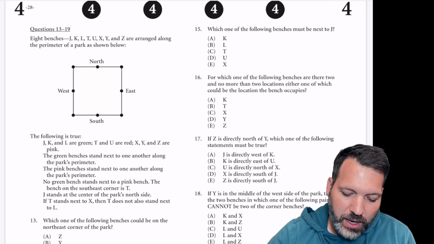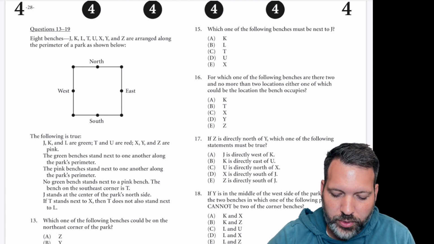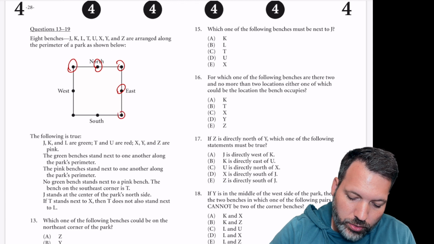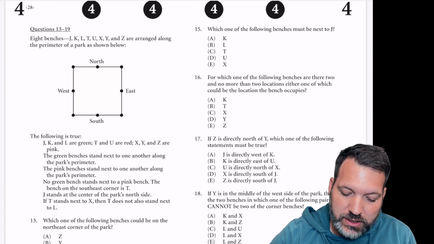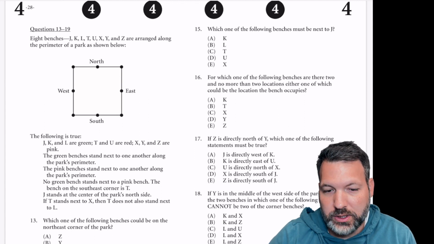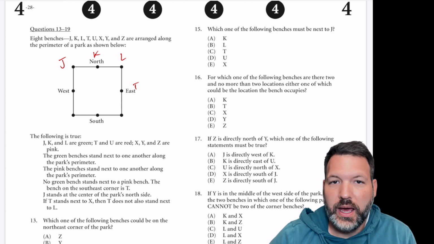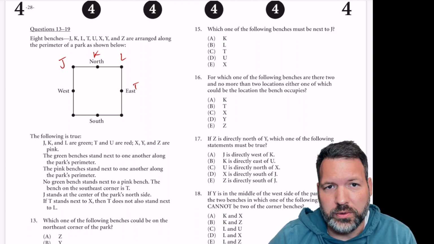I looked ahead. 8 benches, J, K, L, T, U, X, Y, and Z, are arranged along the perimeter of a park as shown below. And so you can see each one of these nodes is one of the 8 benches. Because they've given us this diagram, the most natural thing to do would be to place the elements at these different nodes and let that guide us as we go through these questions.